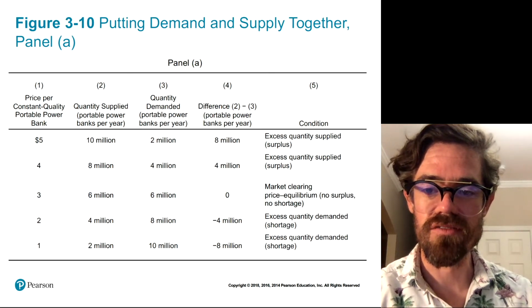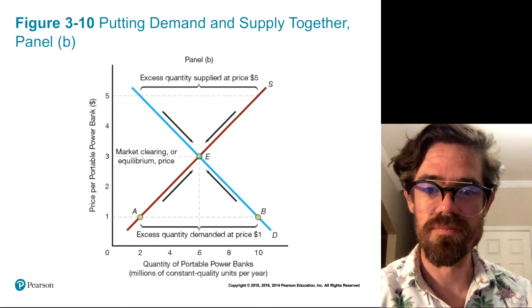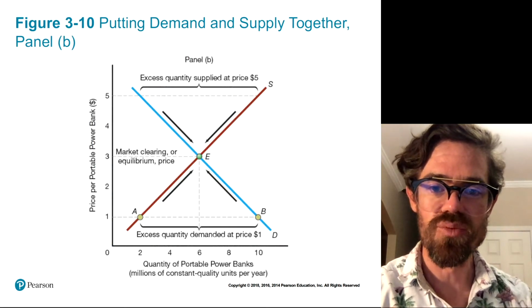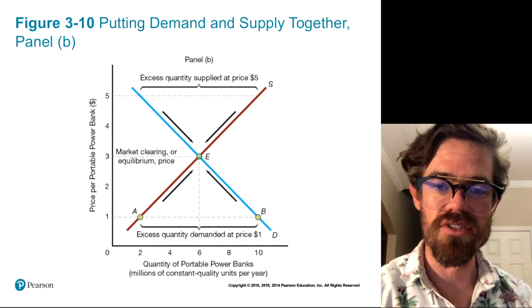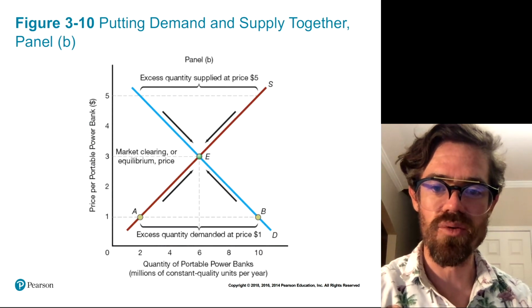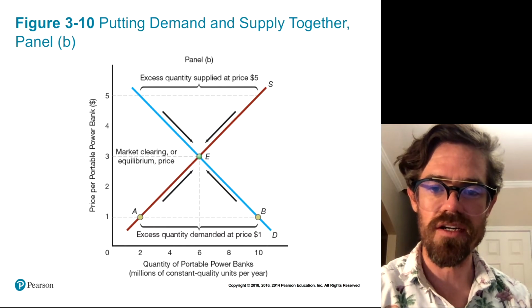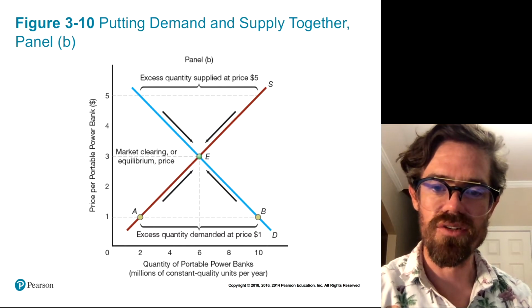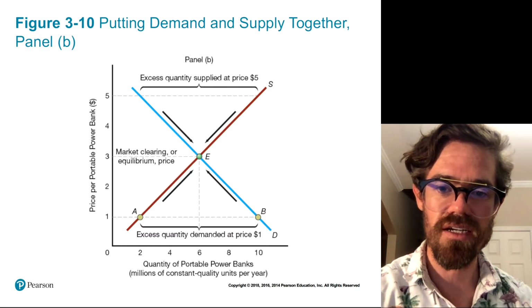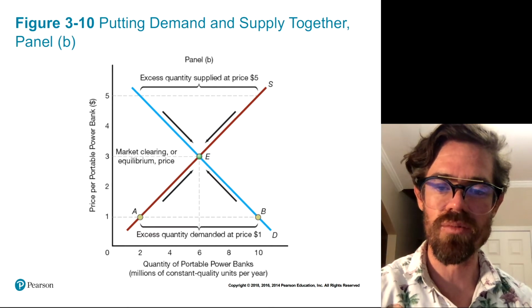But just a little bit of real world context for you there. Okay, so graphically, this is what it looks like, right? Again, equilibrium is where the supply and demand curves intersect. That is where the quantity supplied is equal to the quantity demanded. And it's also the price that makes this true, right? So $3 is the equilibrium price, and 6 million units is the equilibrium quantity.